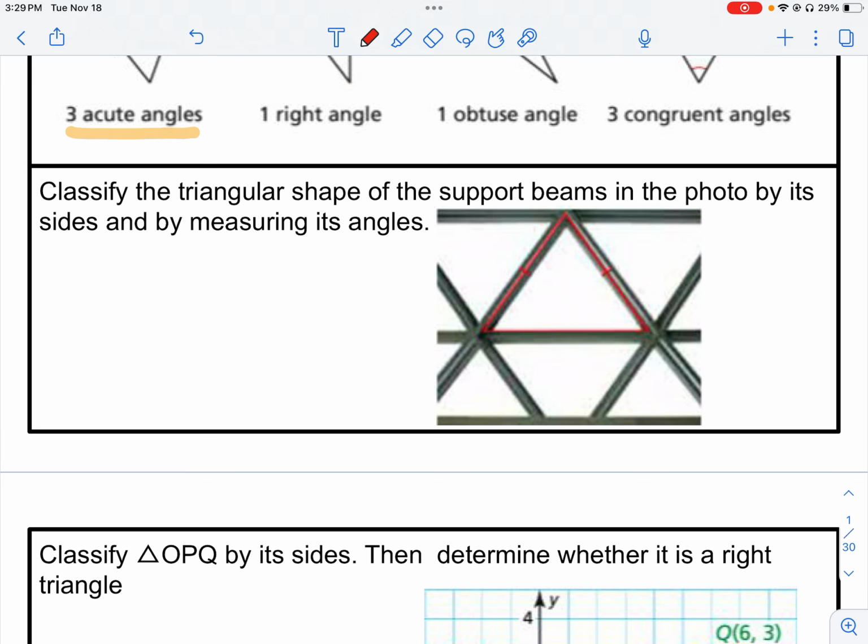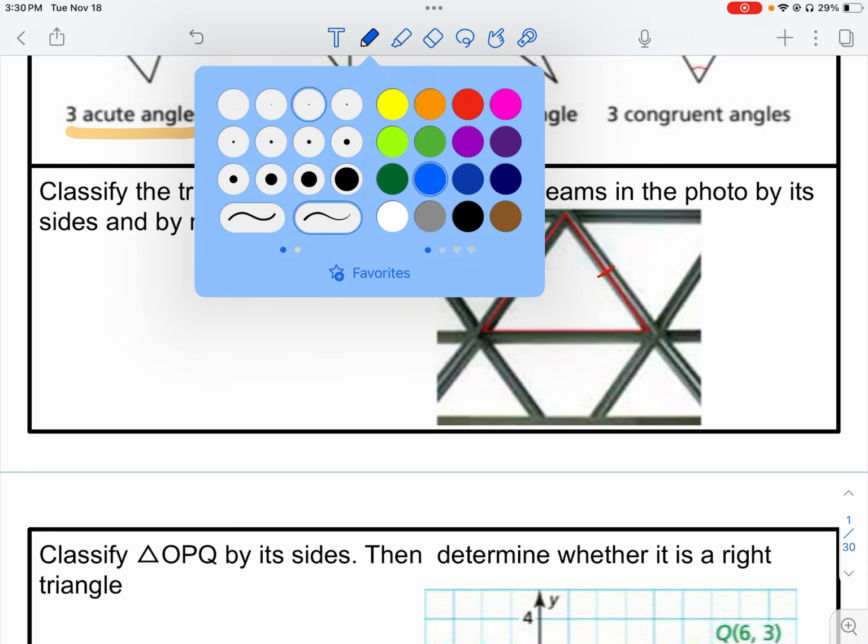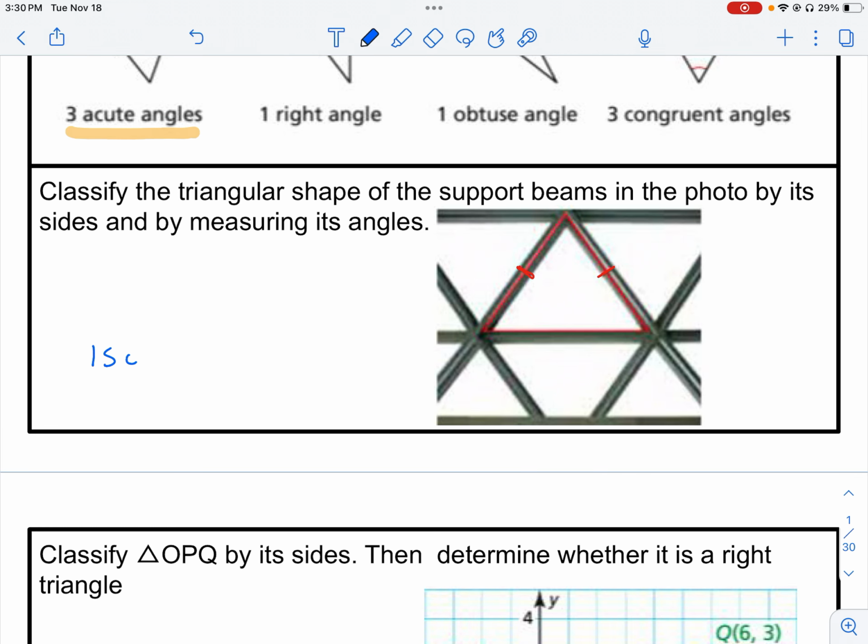So let's go ahead and classify this red triangle here. The first thing we notice is that we have two congruent sides, which is going to make it isosceles. And if you could see my protractor, which I've got out, you would see that the measure of this angle up here is 70, this is 55, and this is 55, all less than 90 degrees. So all acute, so we have an acute isosceles triangle here.